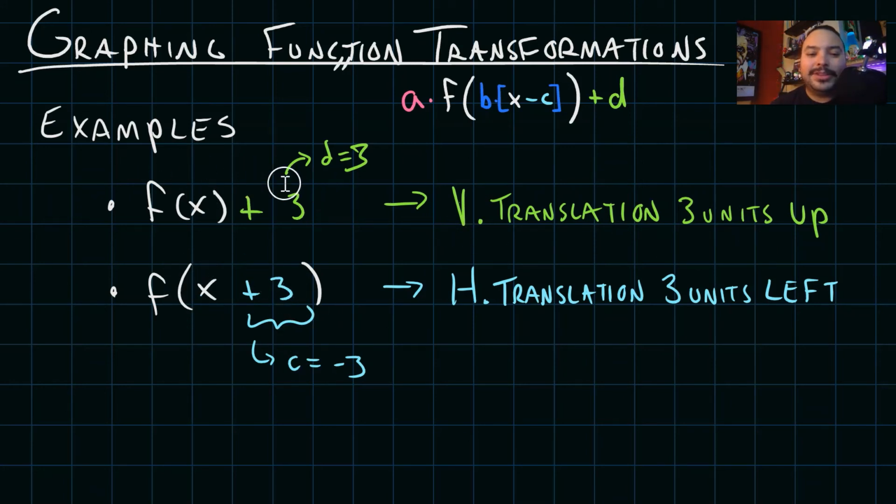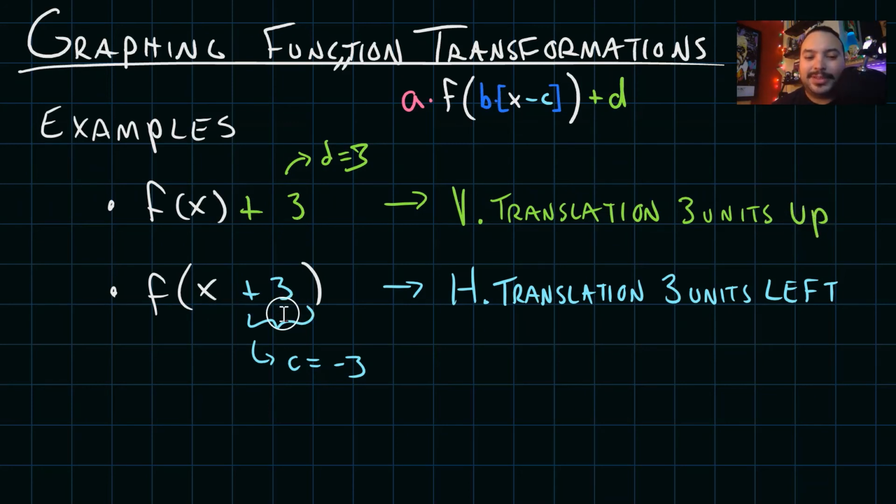In our first example here, f of x plus 3, this is a d transformation. You can tell it's d because it's being added to the outside of f of x. All right, a multiplies the outside of f of x, c subtracts or adds on the inside of the argument, but d is being added to the outside of it. So that means it's going to be a vertical translation. And because d is equal to +3, we're moving 3 units up.